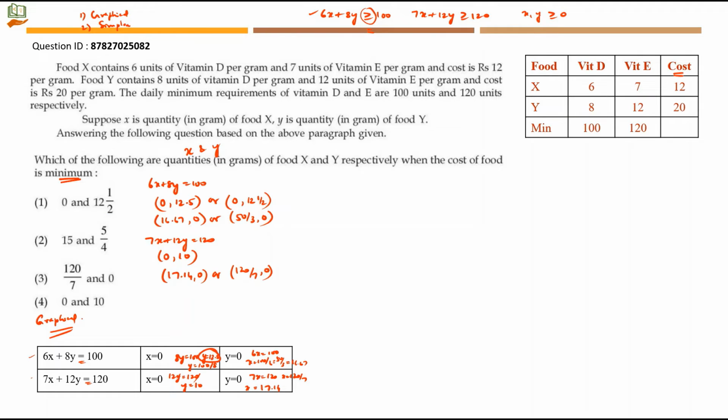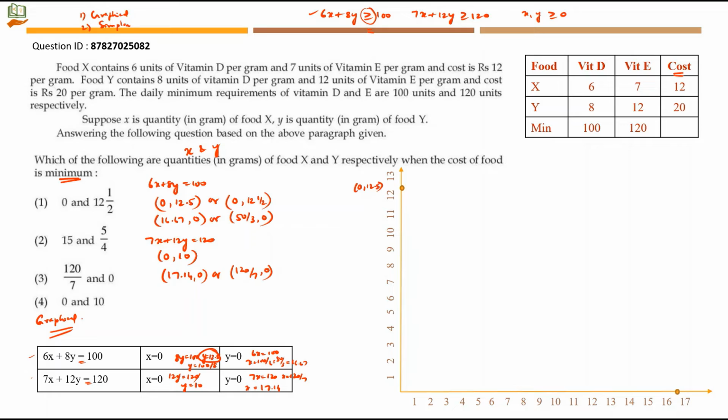So we have 4 coordinates totally. We will get into plotting now. Let's take the first equation, 6x plus 8y is equal to 100. So we have 2 points there. The first point will be 0, 12.5. The second point will be 16.67, 0. So when we want to calculate the cost function, at that time we will use 50 by 3, the fraction part. But in order to plot in the graph, we will need a decimal point. That's why I have mentioned both the forms here.